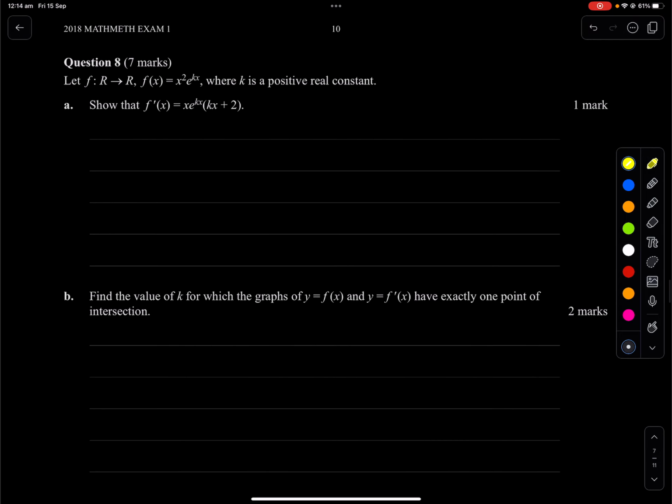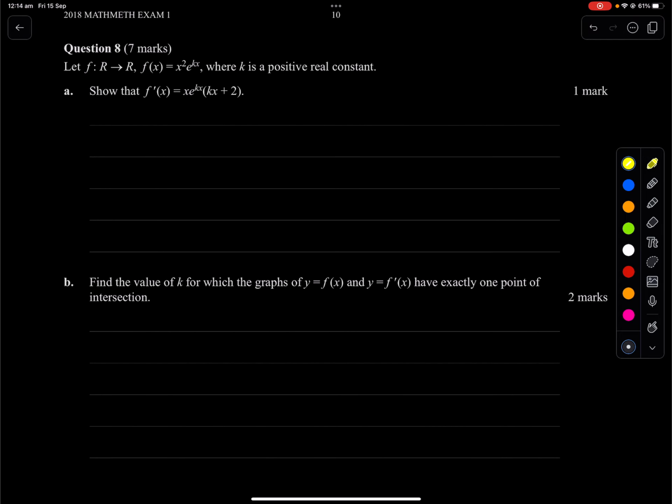Question 8. So let f of x be this, where k is a positive real constant. Show that f dash of x is this. Okay, so f dash of x, well, this is the product rule, uv. So it'll be x squared k e^(kx) plus e^(kx) 2x.